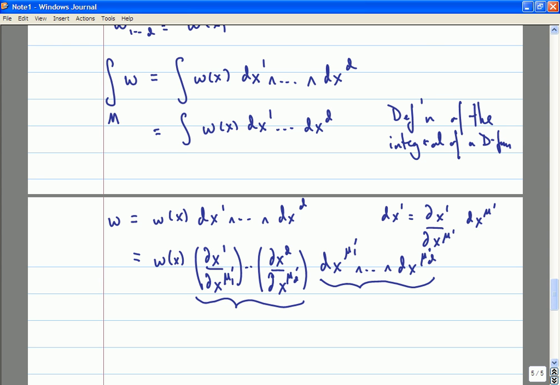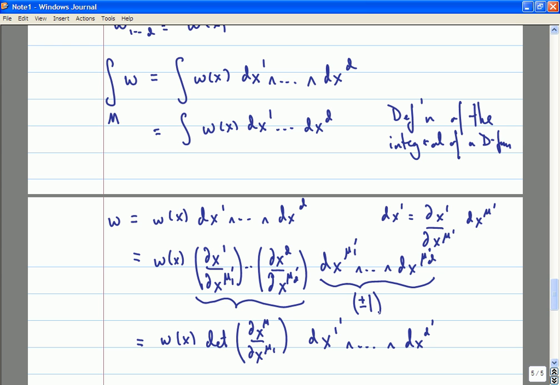So this is nothing more or nothing less than omega of x times the determinant of the Jacobian matrix dx by dx' times dx1' all the way up to dxd'. And indeed, you remember that in the determinant there are all of those funny plus and minus signs that arise depending on whether we're looking at an even or an odd permutation. Those are nothing more or less than the plus or minus ones that appear in this expression over here.